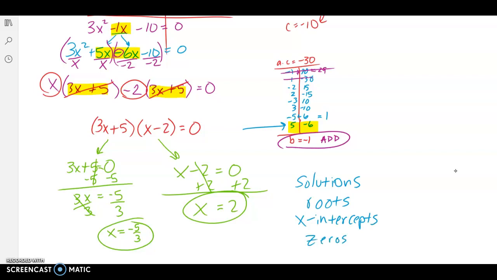Now there's many ways you might see the answers written. They might be written as x equals negative 5/3 and x equals 2, just written as two separate things. You might also see them written together in brackets, usually listed with the smaller one going first. So keep that in mind that you could see the answer written two different ways. So we do have two x-intercepts for this quadratic function.